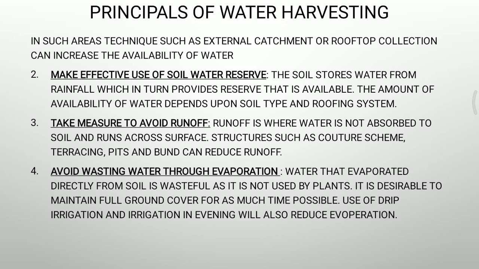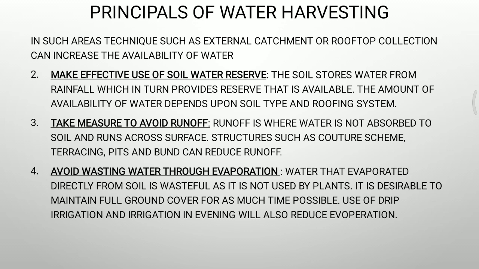So the second principle is, make effective use of soil water reserve. The soil stores water from the rainfall, which in turn provides a reserve that is available. The amount of availability of water depends on soil type and rooting system. So whatever water is present in the soil, we have to conserve it. We have to use it very effectively, and it has to be available all the time for the plants. So we have to see what type of soil we are growing on, because various soils have various storage capacities.